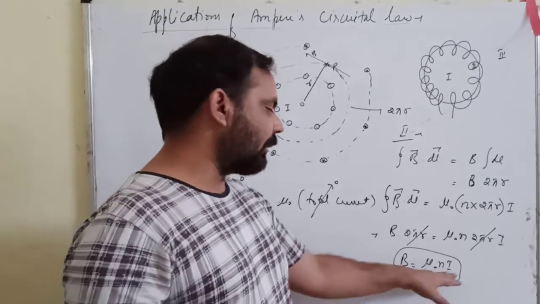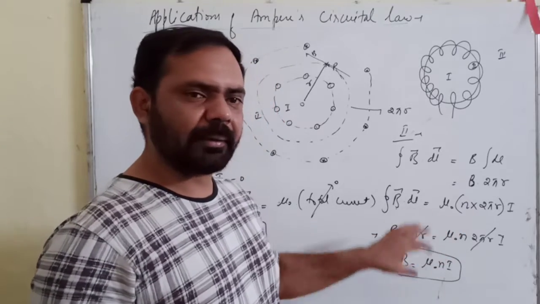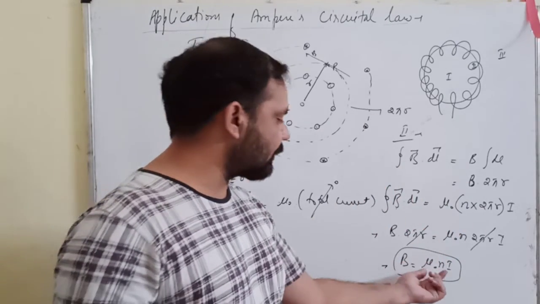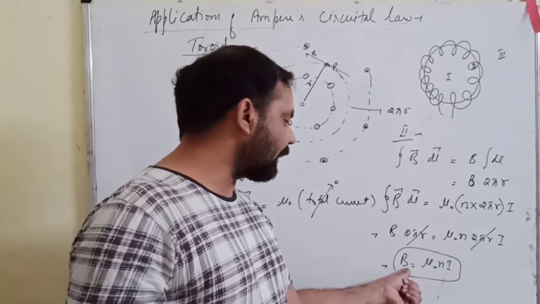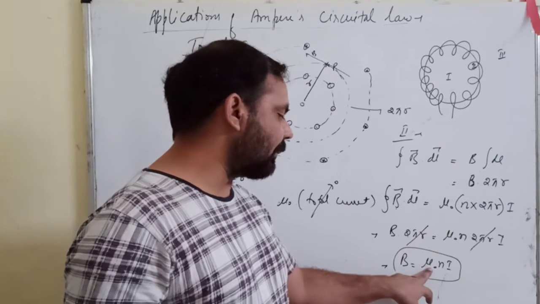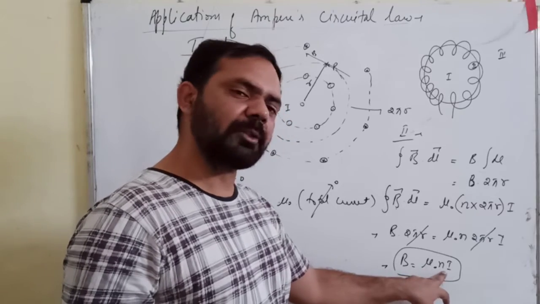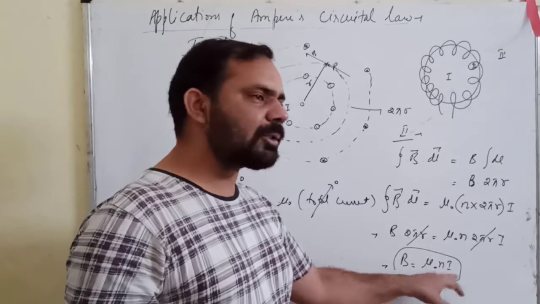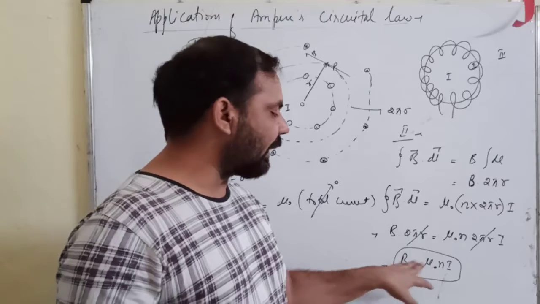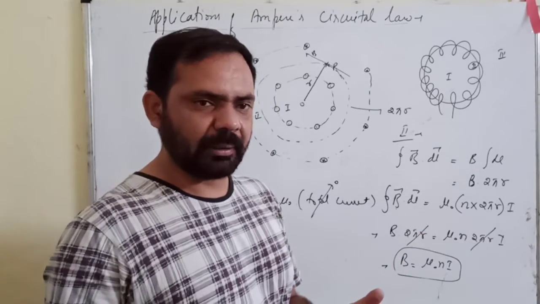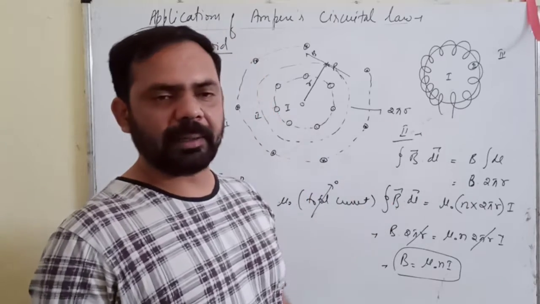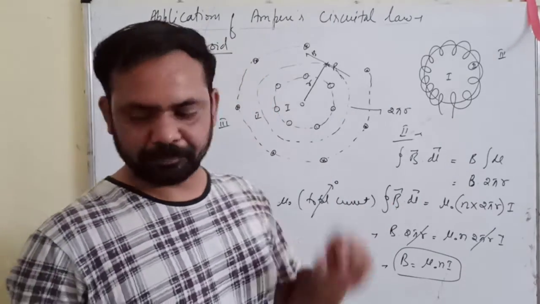Again, you can see that there is no L here, there is no quantity like r. So the magnetic field: mu naught is constant, the number of turns per unit length is constant, I is also constant. So it means the magnetic field inside the toroid will be constant, of uniform nature, and will be equal at all the points inside the toroid.